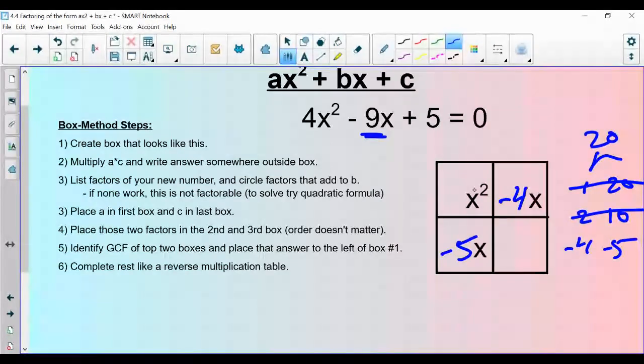Remember, the thing that goes in box A is going to be the 4, and 5 is going to go in the last box. From here, we use the greatest common factor of the top two things. 4 and 4 is just going to be 4. This one has 2 x's, and that one has 1 x, so it would be 4x.